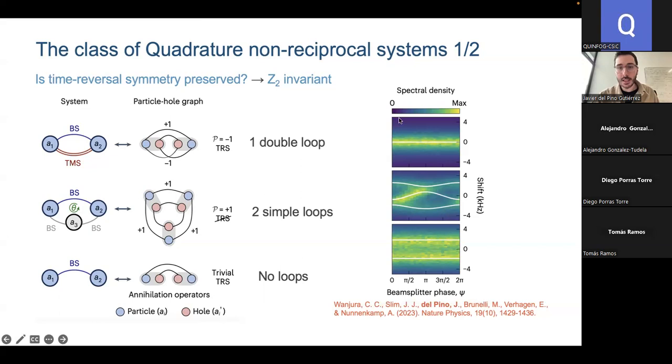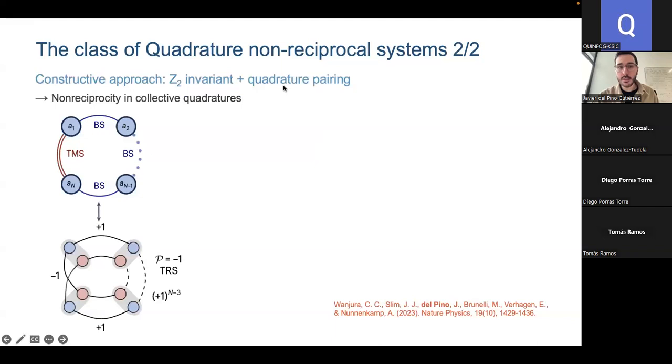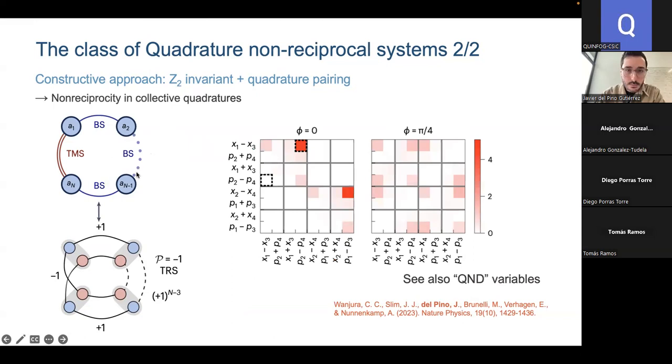And if you do the math, you can see that you further need, besides time reversal symmetry, that the number of modes in the system is even, because effectively you need that for a given quadrature there will be another quadrature that can cancel out the effect of this one. There is a large family of systems that you can build where you combine hopping interactions with two mode squeezing interactions and find combinations of quadratures in the system where this non-reciprocity happens.